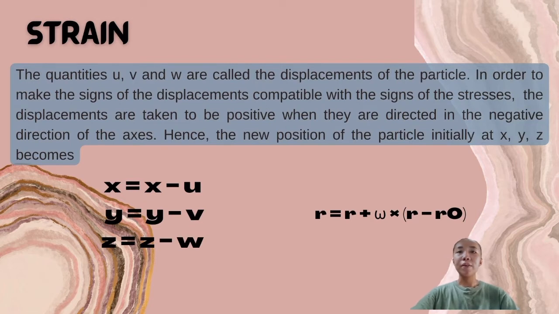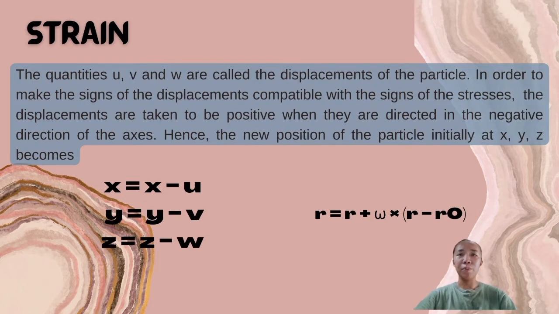So, if the displacements u, v, and w are constants, they are the same for every particle within the sample, then the displacement is simply a translation of a rigid body. Another simple form of displacement is the rotation of a rigid body. For a small rotation specified by w, the magnitude of w gives the angle of rotation, while the direction of w gives the axis of rotation.